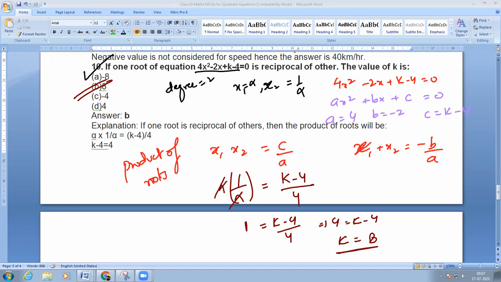So these are the questions which are important from the board point of view for chapter number 4, quadratic equations of class 10. Thank you.